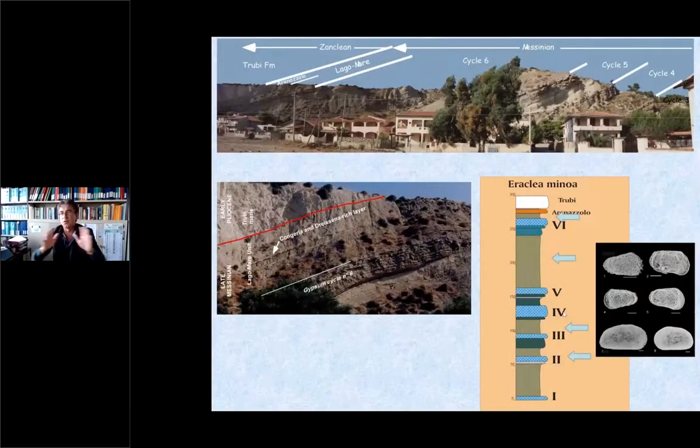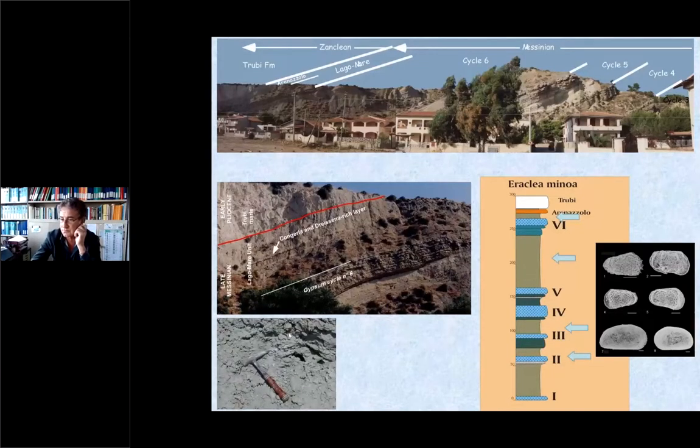Okay. If we look at the beautiful section of Heraclea Minoa, on the left of this picture we have the Trubi Formation, the Arenazzolo, and we also have six gypsum cycles alternated with clay, soil, gypsarenite, or siltstone. In the clays intercalated with gypsum, we have a lot of species typical of brackish conditions like ostracodes, and also Dreissena that occurs in the layer intercalated with the upper gypsum.